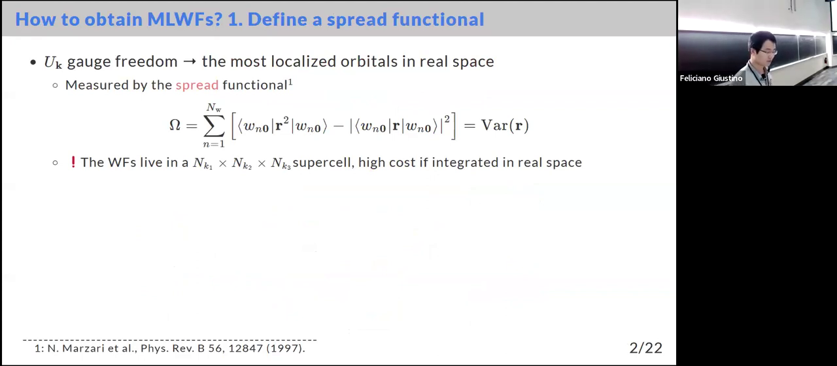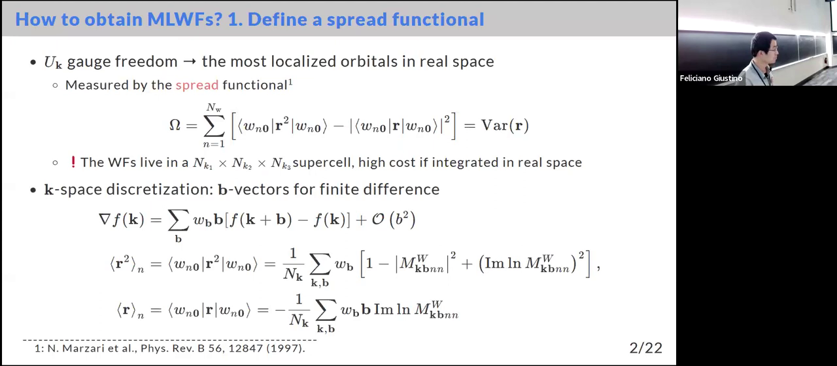Since they are maximally localized, we first need to define a measure to estimate the localization. That is why we introduce a spread functional. The spread functional is defined by the expectation of the square of the position operator minus the square of the Wannier centers. So this is just the variance of the real space orbital. Note that the Wannier function lives in this N_k cube supercell, so if we do this naively in real space, this will incur a large computational cost.